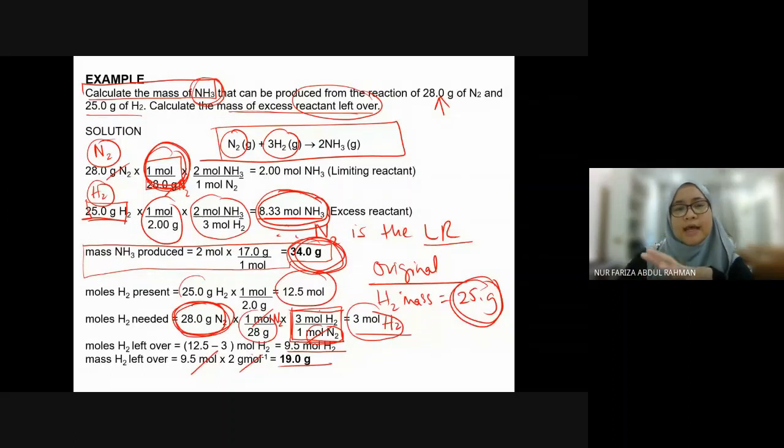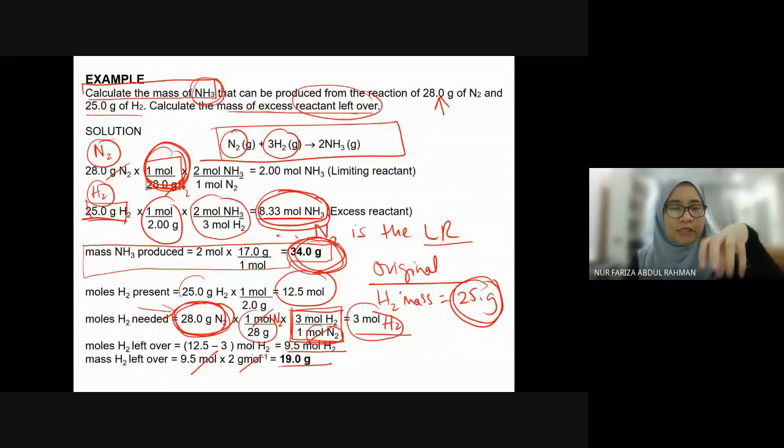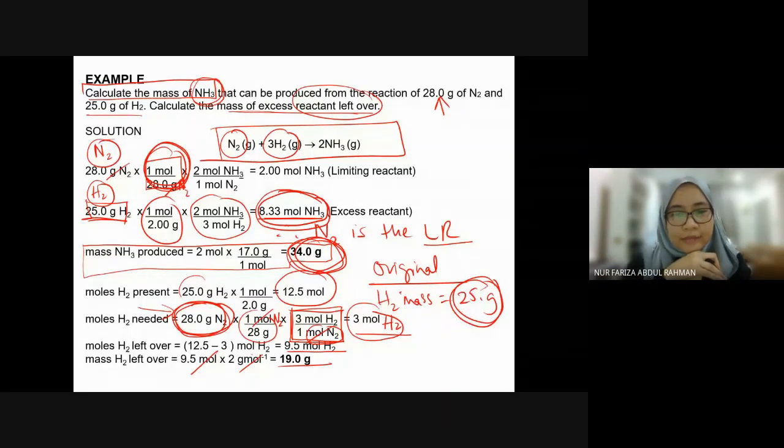But I highly suggest you to use this. Make the limiting reactant as our reference. Dia lah penentu, dia like king lah. Okay, bila dia habis orang lain pun tak boleh buat apa kan. So whatever it is, you have to refer to the limiting reactant, especially for the stoichiometry part, in order to determine the leftover of the excess reactant. Okay, alright. Lagi question ada?